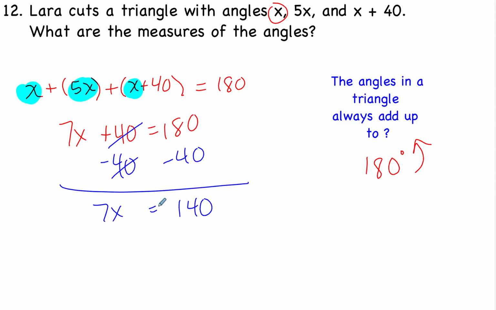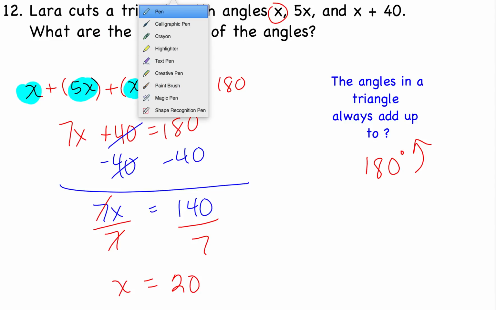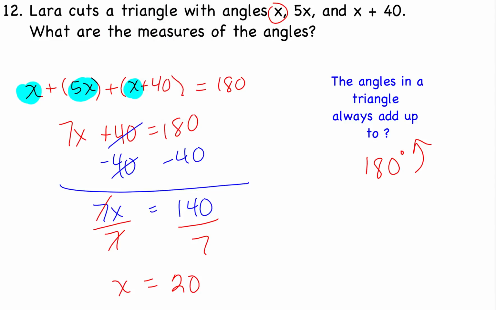X is being multiplied by 7. The opposite of multiplication is division. And whatever we do on one side, we must do the exact same operation on the other side. So we are left with x equals 20. So the measures of the angles, you're not done. You have not answered the question. You solved for x. We want to know, if you read the question says, what are the measures of the angles? We haven't found the measures of the angles yet.